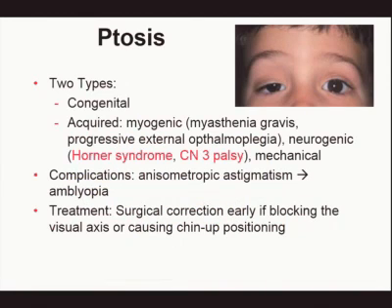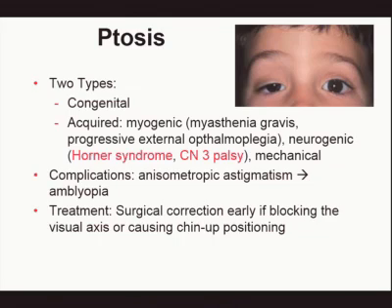Ptosis. So with ptosis, it's a droopy eyelid. There's two types. You can have congenital or acquired. The acquired could be myogenic, so due to myasthenia gravis, progressive external ophthalmoplegia, neurogenic, like a Horner syndrome or a third nerve palsy. You don't want to miss those, or a mechanical cause.